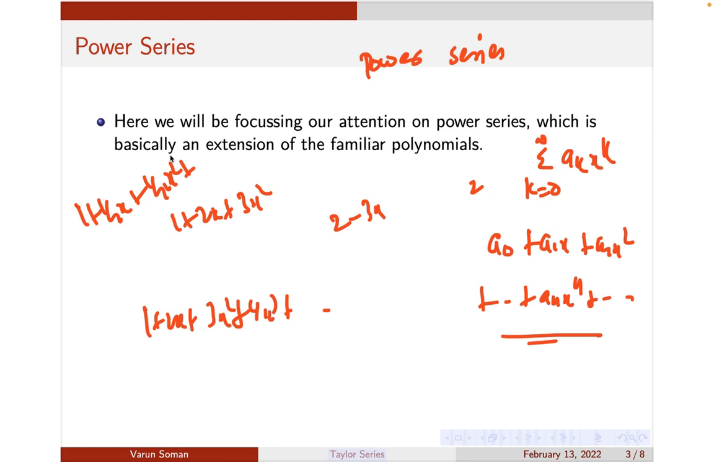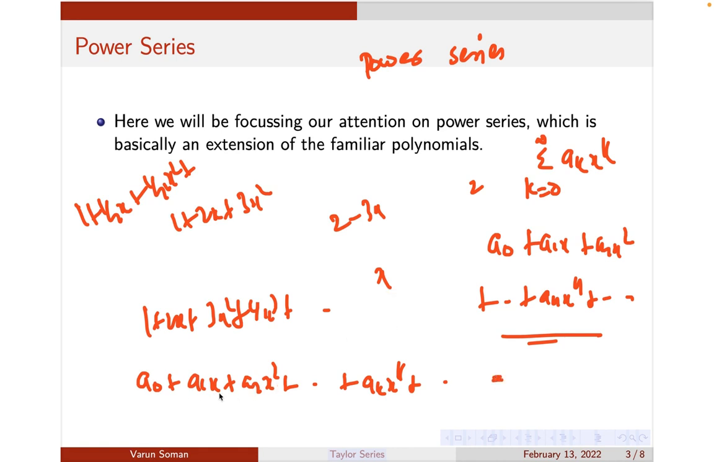Not every variable term series, we will not be discussing; only the power series we will be discussing, because the power series has some very interesting properties. For example, if you look at this series here, a naught plus a1x plus a2x square plus etc. plus maybe ak x raised to k plus etc. Can you give me a value of x for which the series converges, or for which the series has a definite value? Can you give me the value of x?